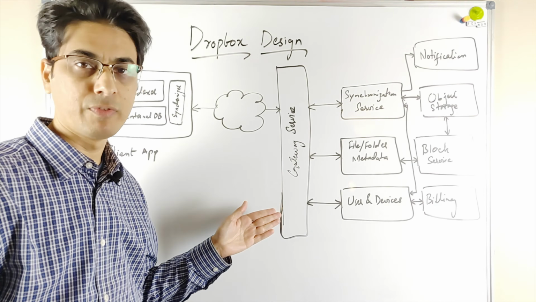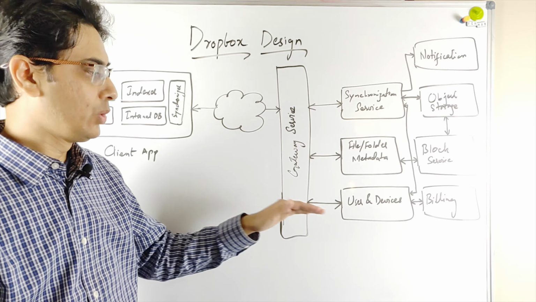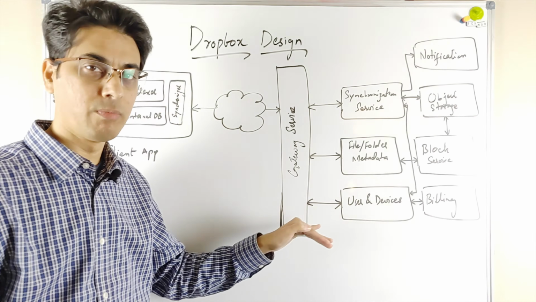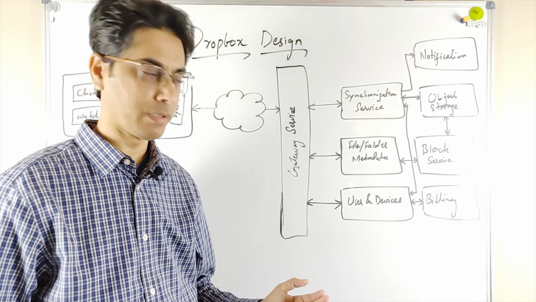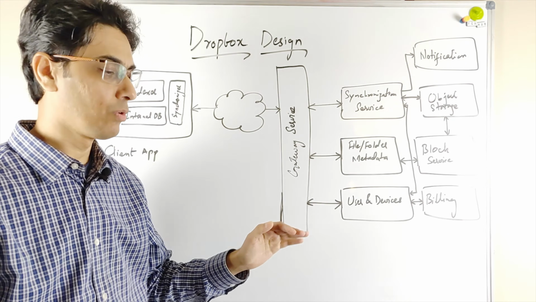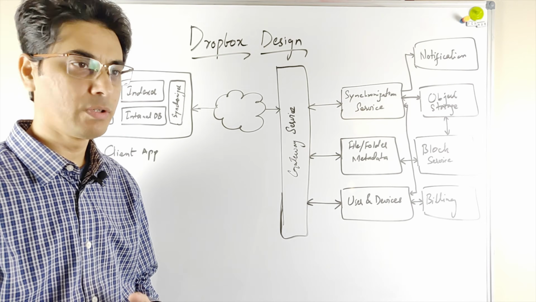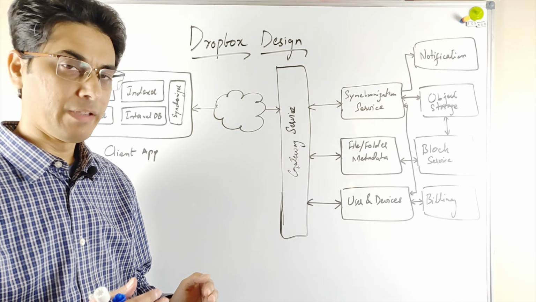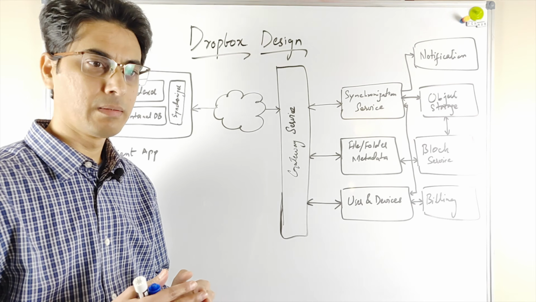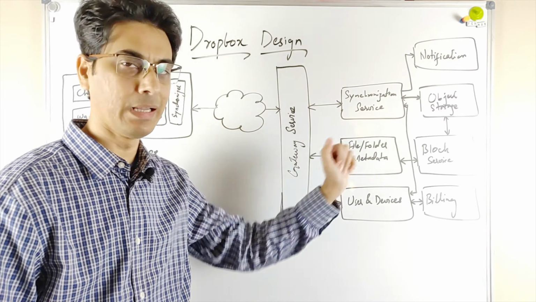I'm not going into the details of the design of the gateway service. If you see my previous videos on designing Uber, you will find details there. The user and devices service stores information about the user and all the devices that the user has. The file and folder metadata service stores all the metadata information about a file, and it also stores the information about whether a file is shared with multiple users; that sharing information is also stored in the file metadata service.